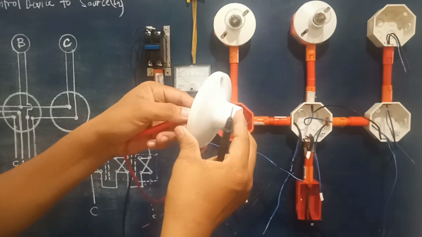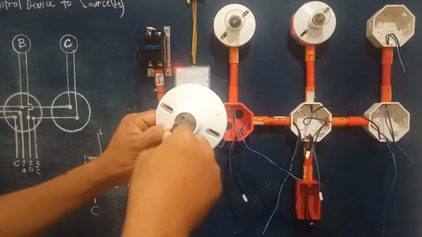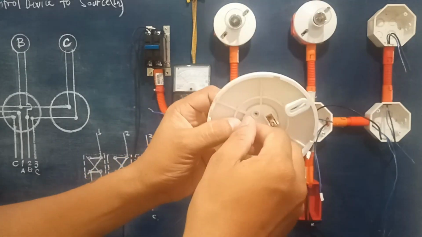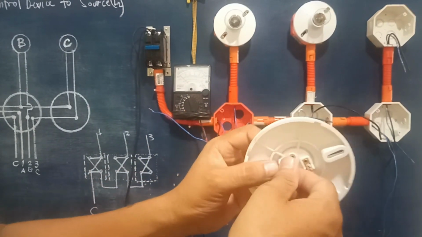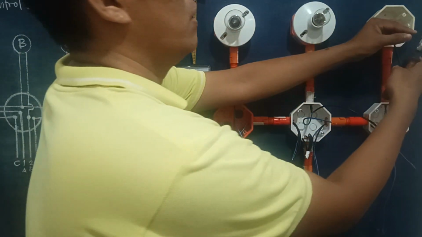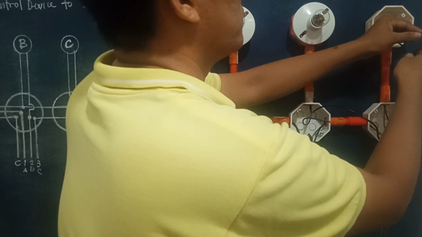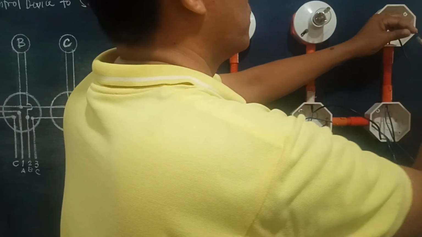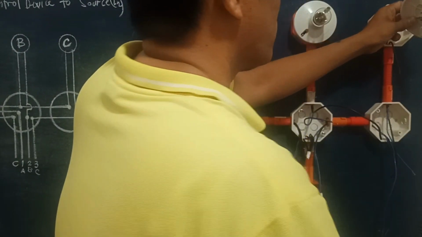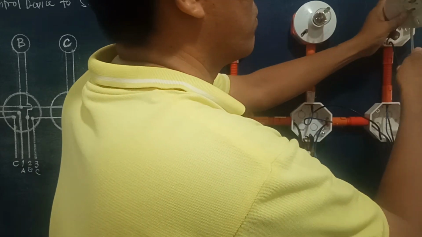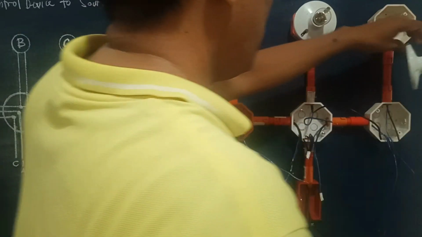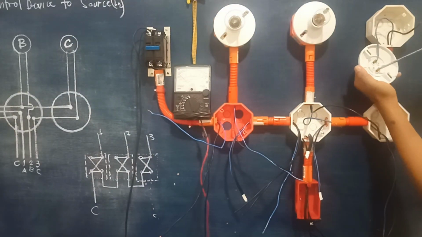The other side. Okay, so this is now the terminal intended for our neutral line connections right here. So the color blue wire should be okay. Just remove some part of it. Okay, then the other.